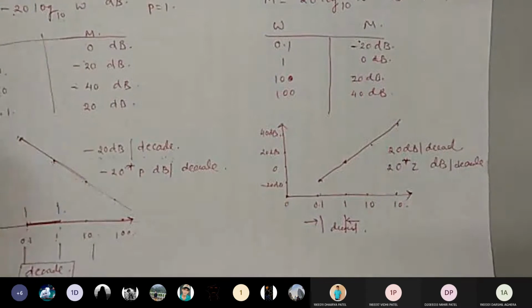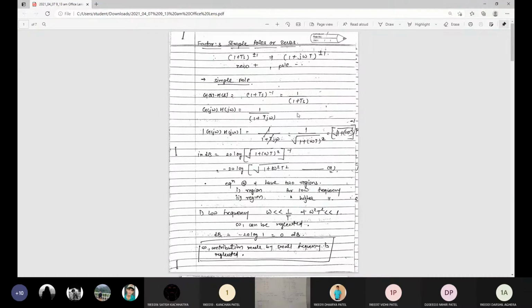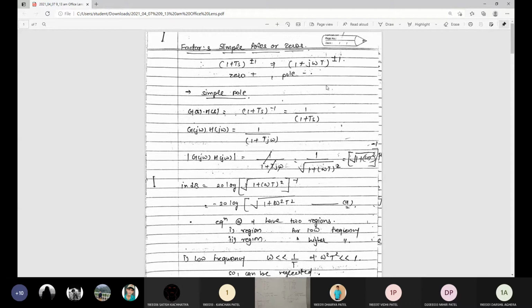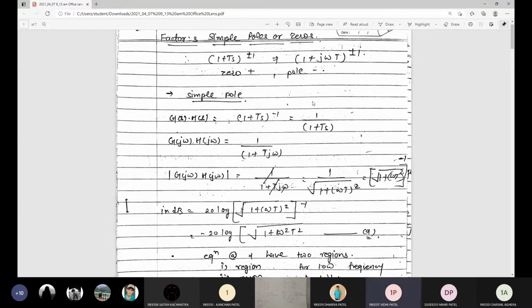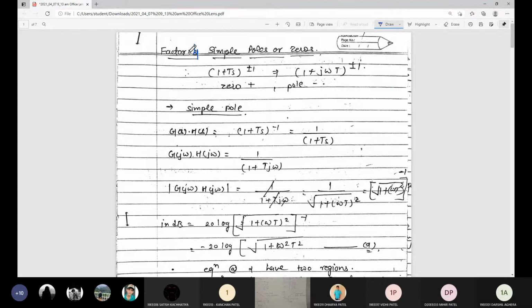Done. So you have completed this much: first factor, second factor, third factor, fourth and fifth factor. So for the fourth and fifth factor, are you able to see this handwritten material? Yes, sir. It is written here as factor number 3, but you can consider it as factor number 4 and 5. Simple pole or zero. So it will be your factor number 4 and 5, simple poles or zeros.